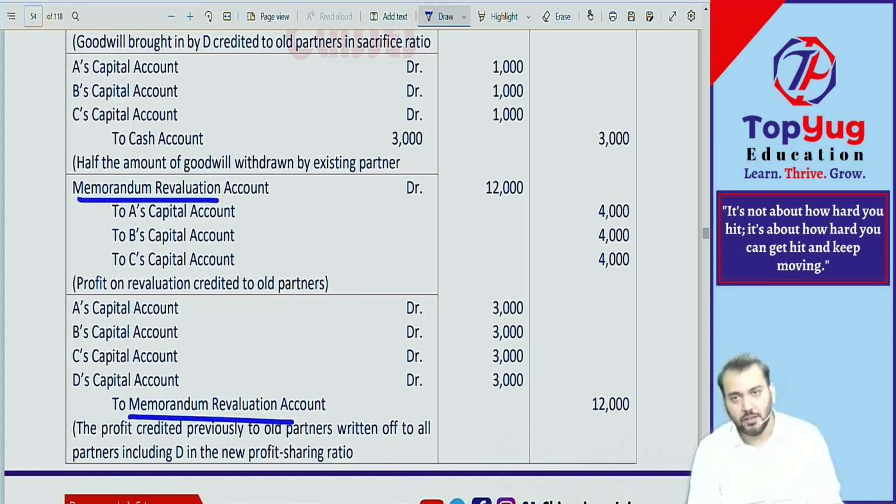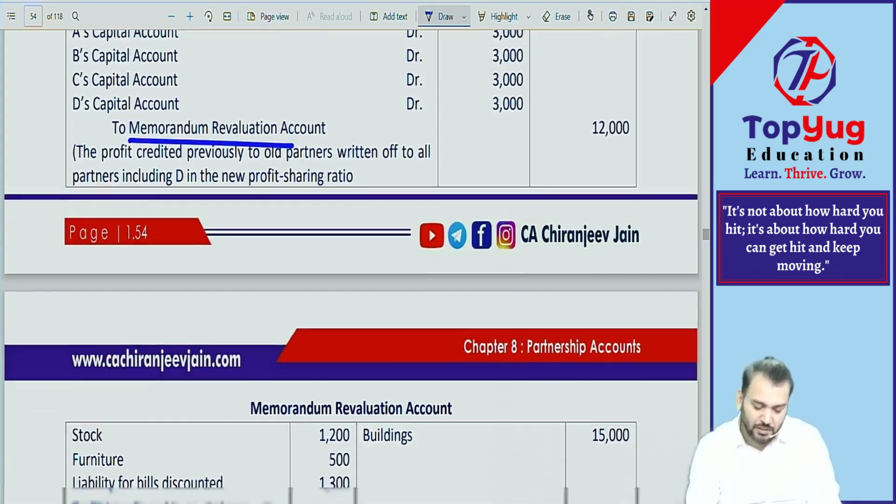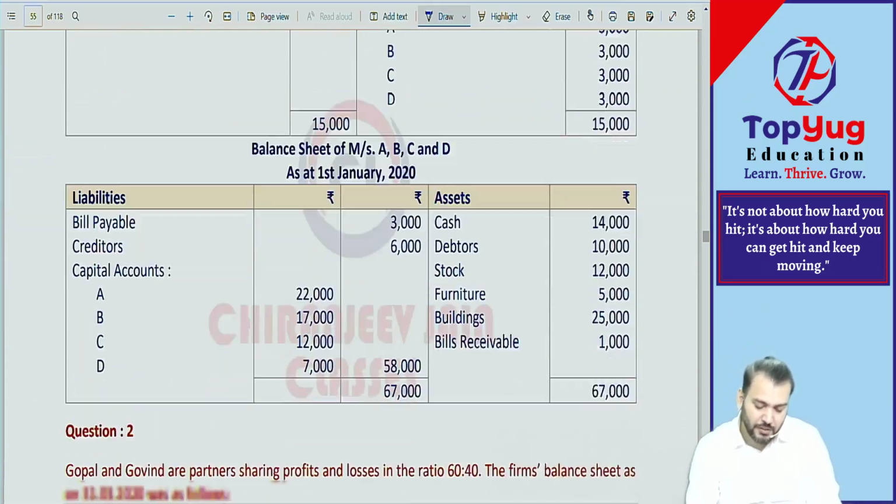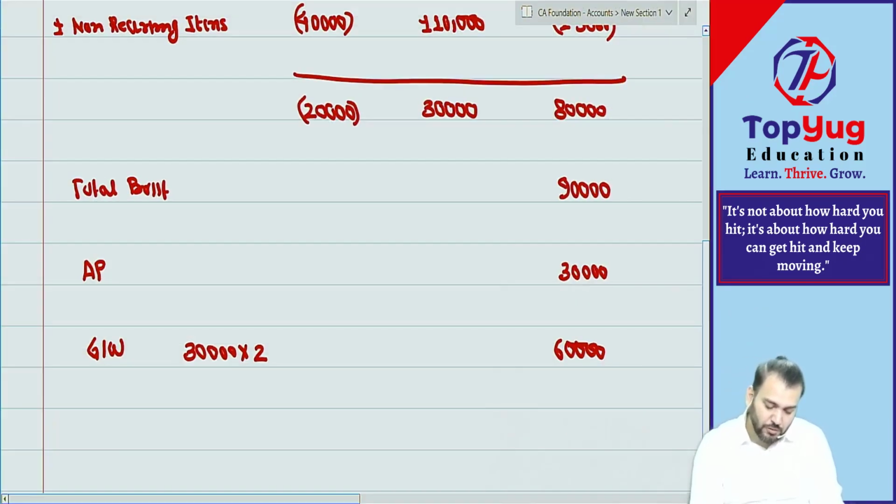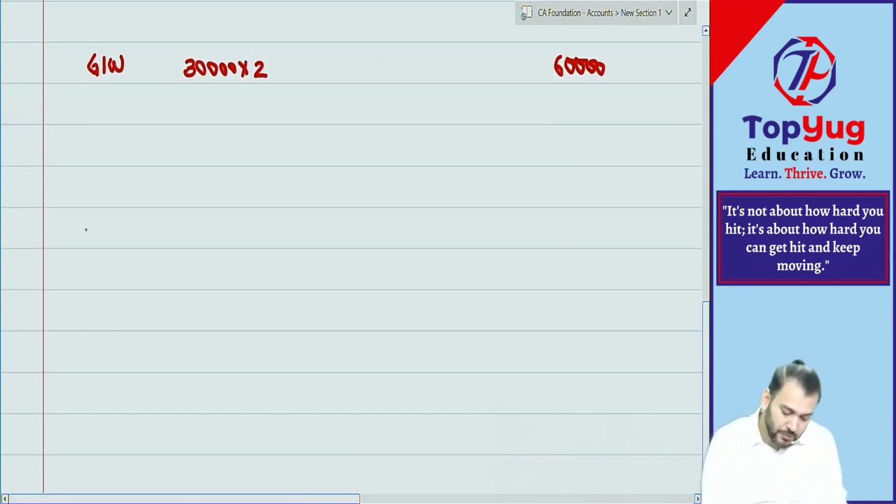Huh? Only that doubt. So what is the goodwill adjustment entry? They have not given. So chalo, we are doing question number 1. What is the name of the incoming partner? D. So D's capital account.